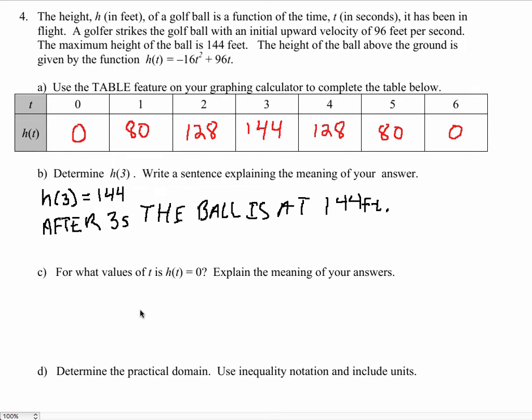For what values of t is h of t equal to 0? So we're over here in the h column and we notice that there are two places where h of t is equal to 0. They correspond to t equal to 0 seconds and t equal to 6 seconds. So our two values of t are going to be t equal to 0 or t equal to 6, and let's put a little s here to indicate seconds. Explain the meanings of your answers.